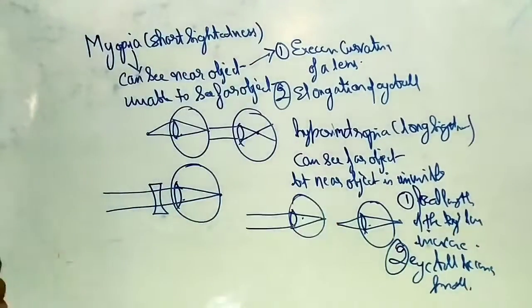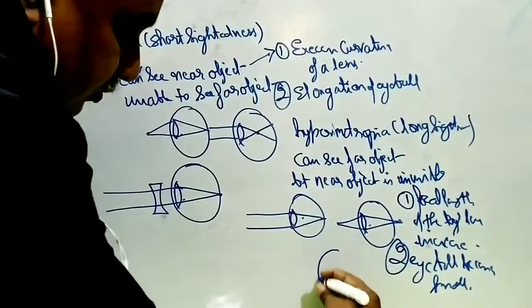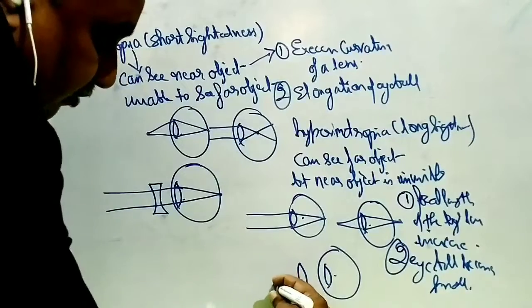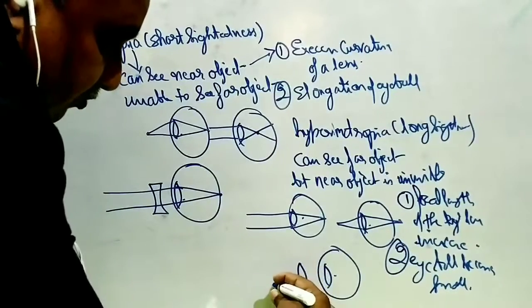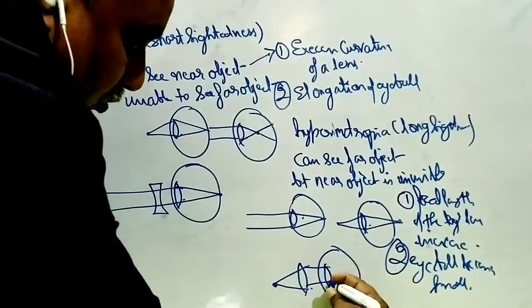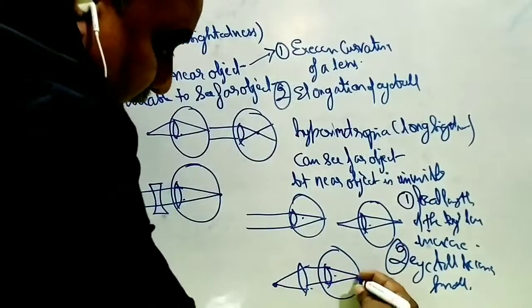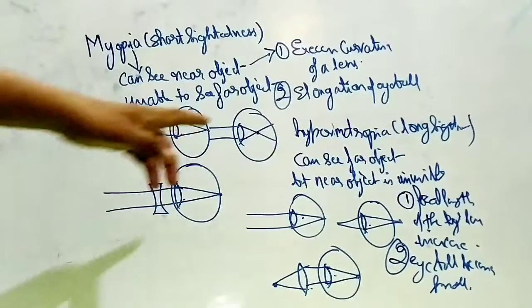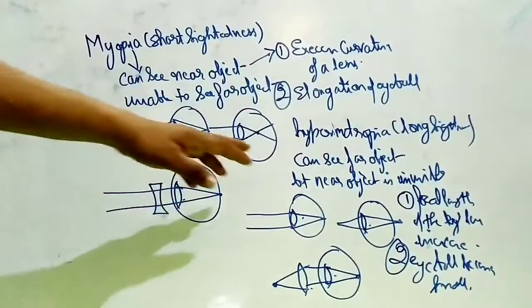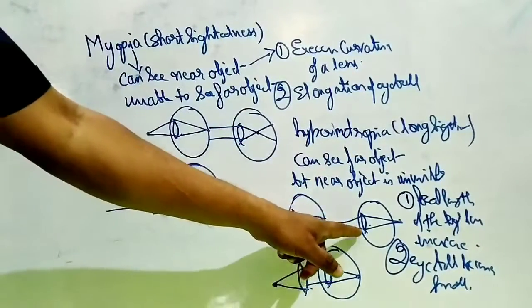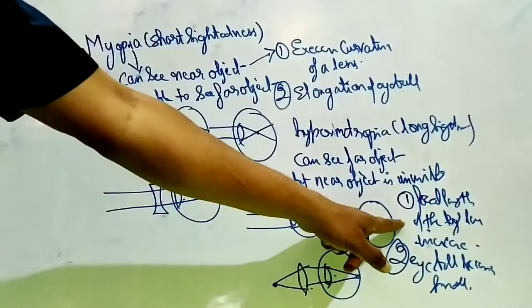Now how to remove this defect? By using, suppose this is an eye, by using a convex lens. If a near object is being kept, before that if we are using a convex lens, so this defect can be removed and the image will be formed at the retina and clearly the near object can be viewed. So this is hypermetropia, which can see a far object but unable to see the near object because the image formed by the person will be behind the retina.